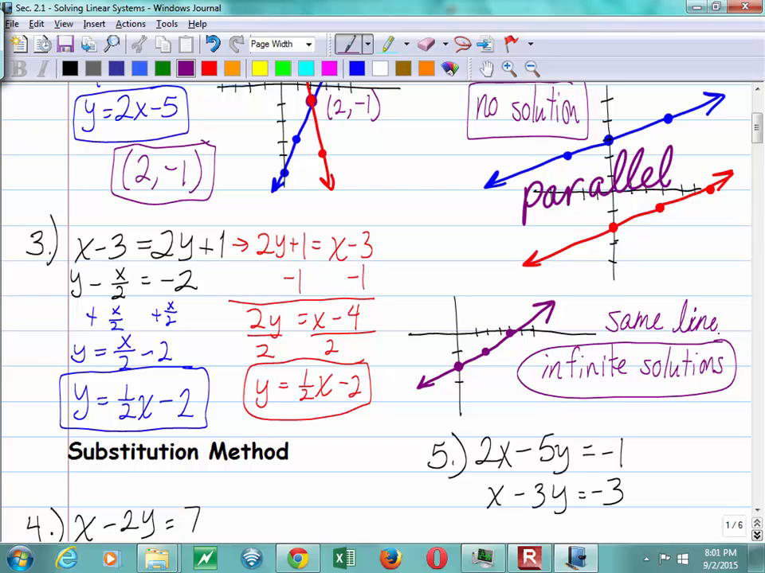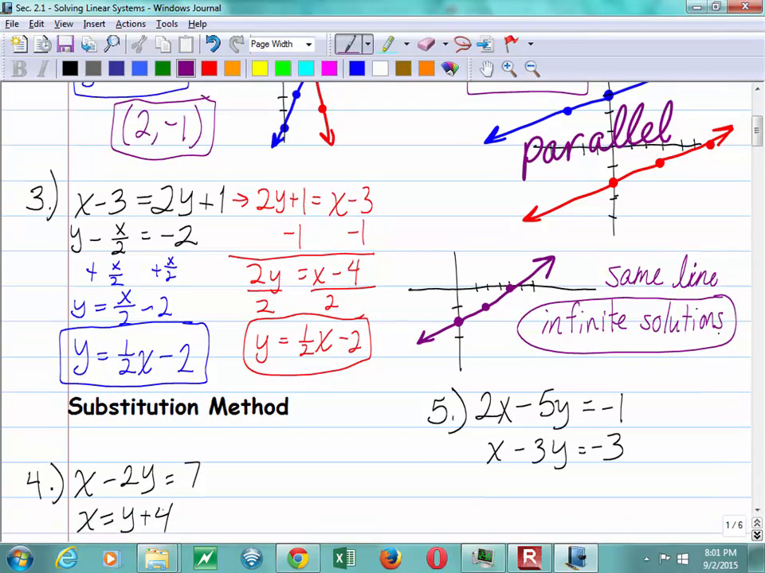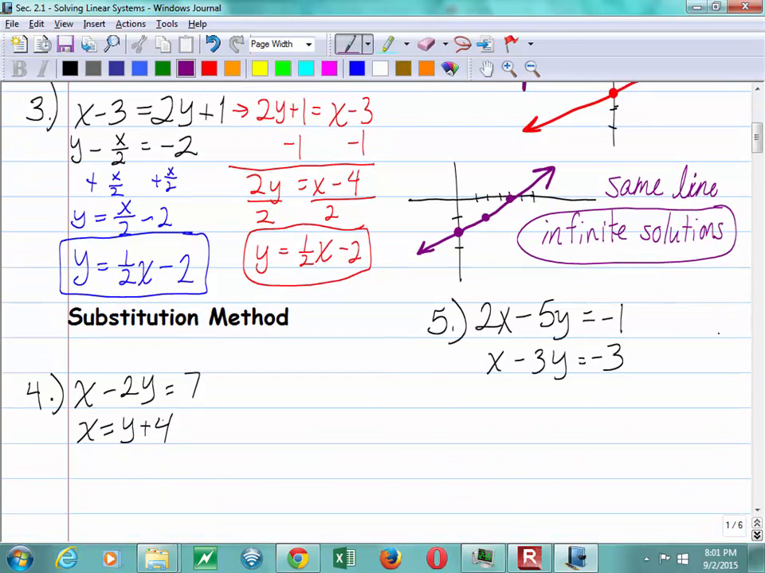Okay, so now that we have a visual idea of what it is we're doing, let's look at some of the more efficient methods of solving systems. The first one we'll look at real quick is the substitution method. In order to do that, I have to have one of my equations where one of the variables is already isolated. So in this case, on the second equation, x is already isolated.